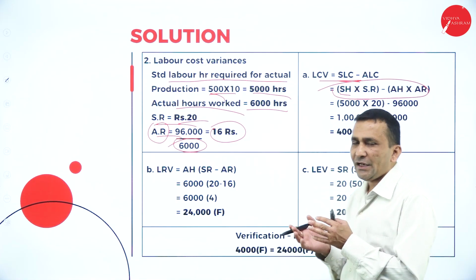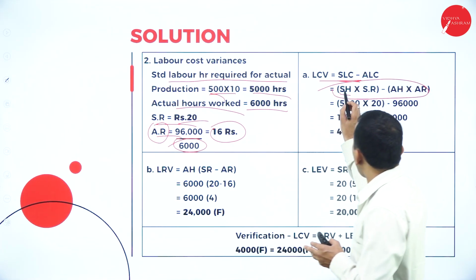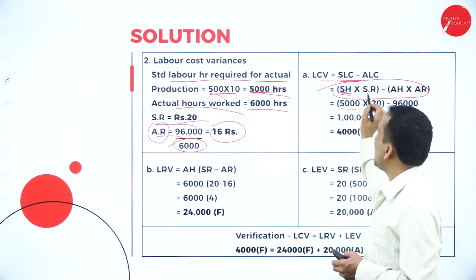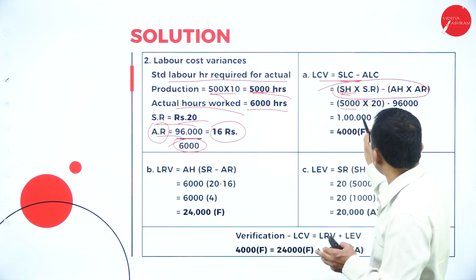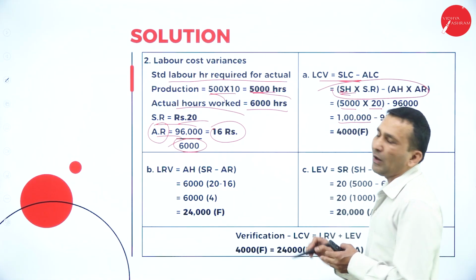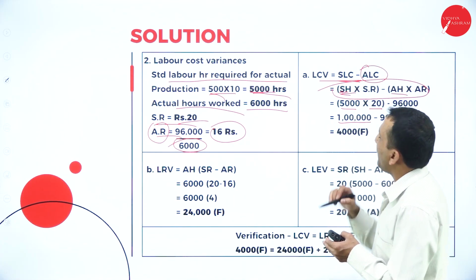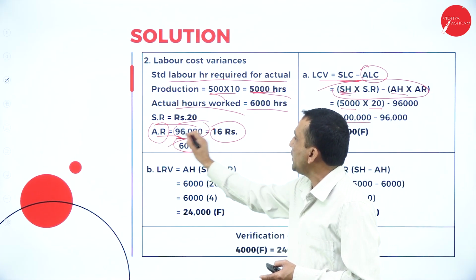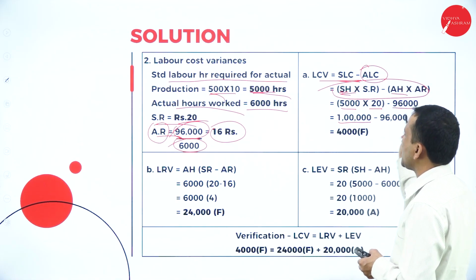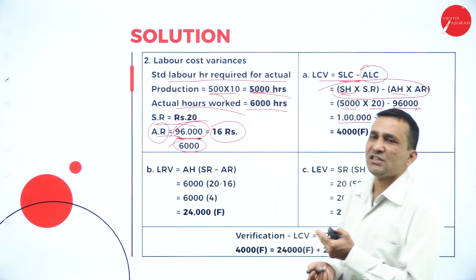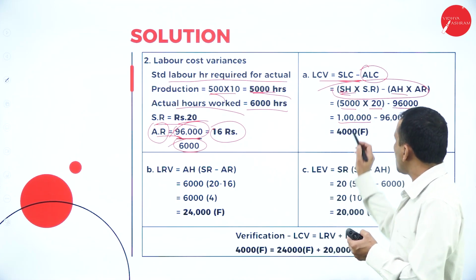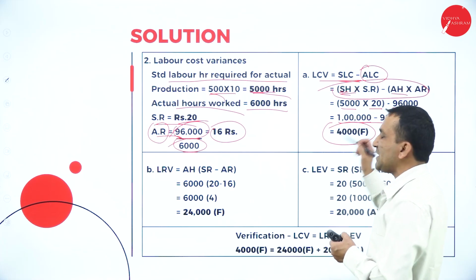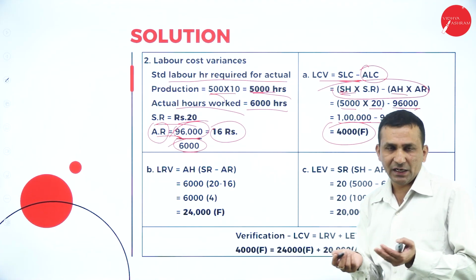Actual labor cost, how are we getting it? Actual hours into actual rate. Now we have standard hours, which we just calculated as 5,000 hours, and the standard rate given in the question under labor is 20. If you multiply, we get 1 lakh. Again, the actual labor cost value is given directly in the question as 96,000. Otherwise, 6,000 into 16 gives the same thing. After subtracting, we get 4,000 favorable, because 1 lakh minus 96,000 is obviously favorable.